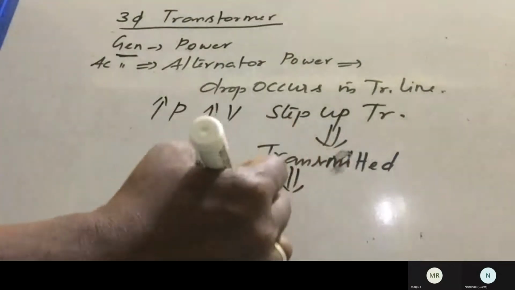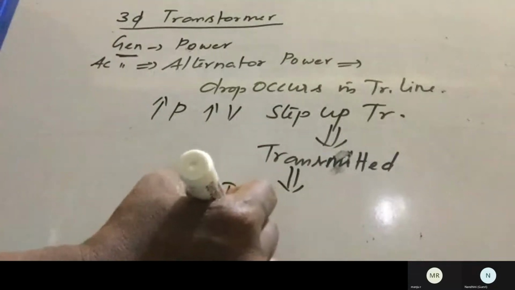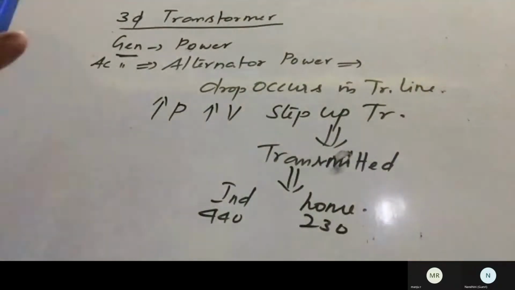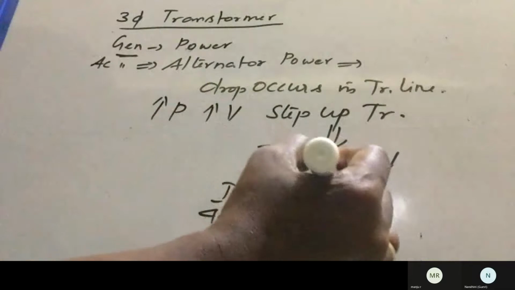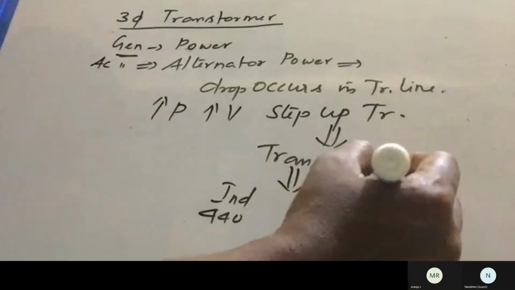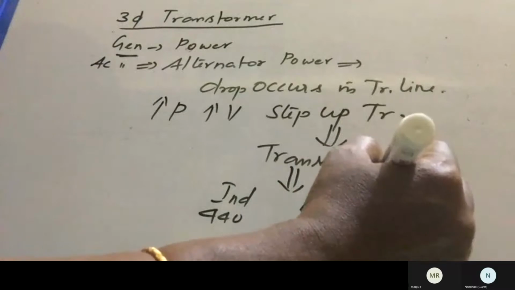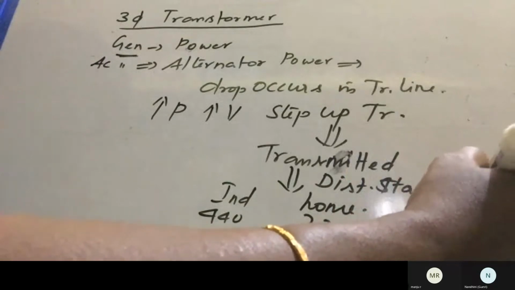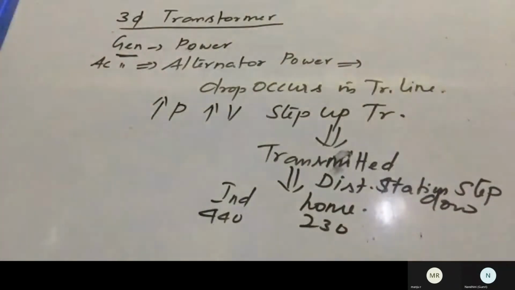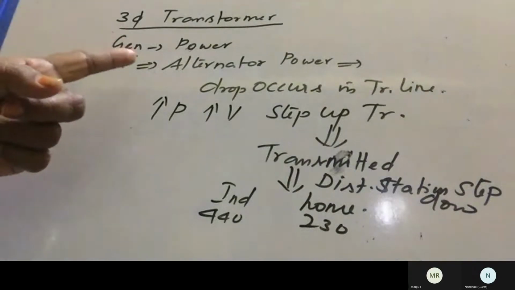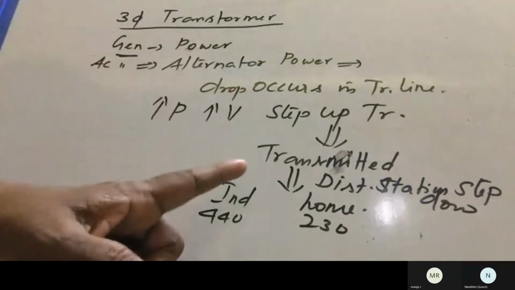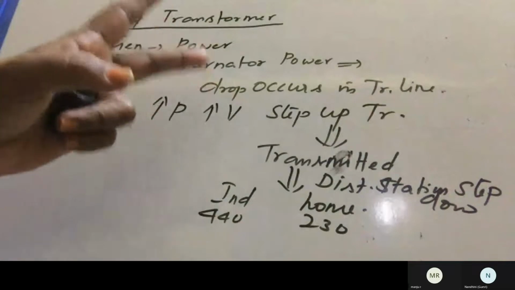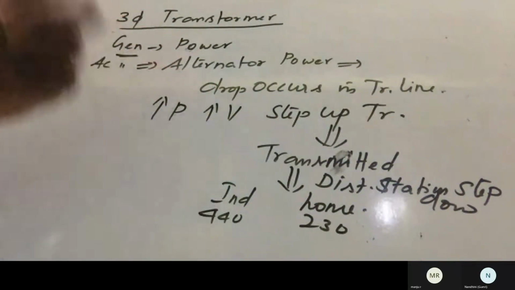So what about our requirement? If it is industries, we can use 440 volts. If it is home appliances or lighting loads, 230 volts is enough. After transmission, the power will be distributed. At the distributing station, the voltage will be decreased with the help of a step down transformer. During transmission, the same voltage will not be maintained because of the drop which occurs in the transmission line due to resistance and reactance.